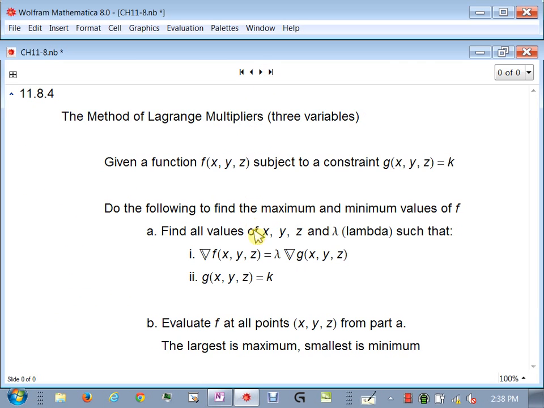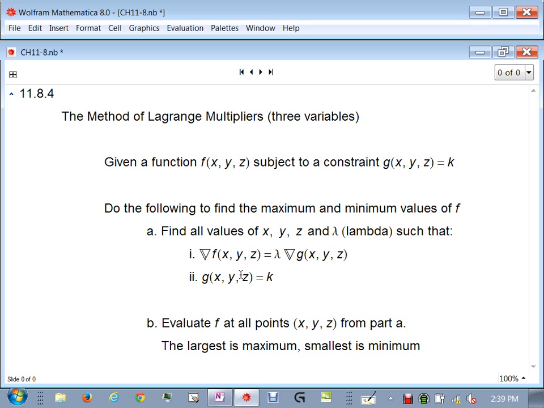Now, great thing about Lagrange is that it can be extended out now to functions of 3 variables instead of 2. So now if you're trying to find the maximum of a function f of x, y, z, subject to a constraint g of x, y, z equals k, then you have to do the same thing. Gradient of f equals some scalar multiple of the gradient of g. It's going to be 4 equations, 4 unknowns. And then we'll have this.